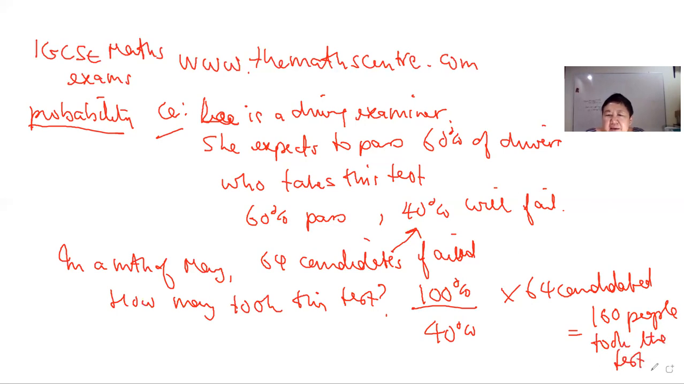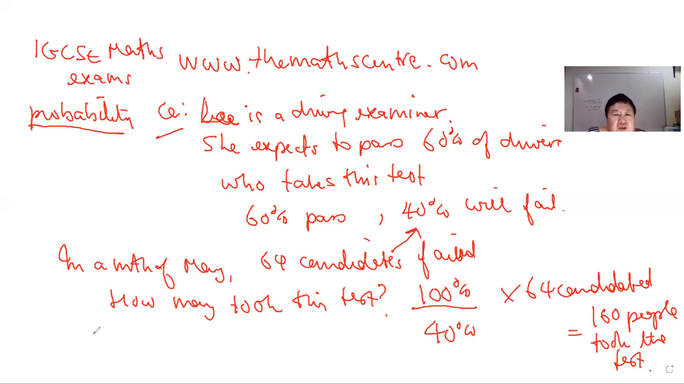Quite easy, right? What's so difficult? Probability of passing 60%, probability of failing 40%. Total number of candidates, 60 plus 40, 100. You either pass or fail. There's no third option. So if 64 candidates in the month of May fail, that means 64 corresponds to the 40% who fail. Now, this question says, how many took this test? They're asking you for 100% of the number of candidates. Hence, I use 100% over 40% times 64.